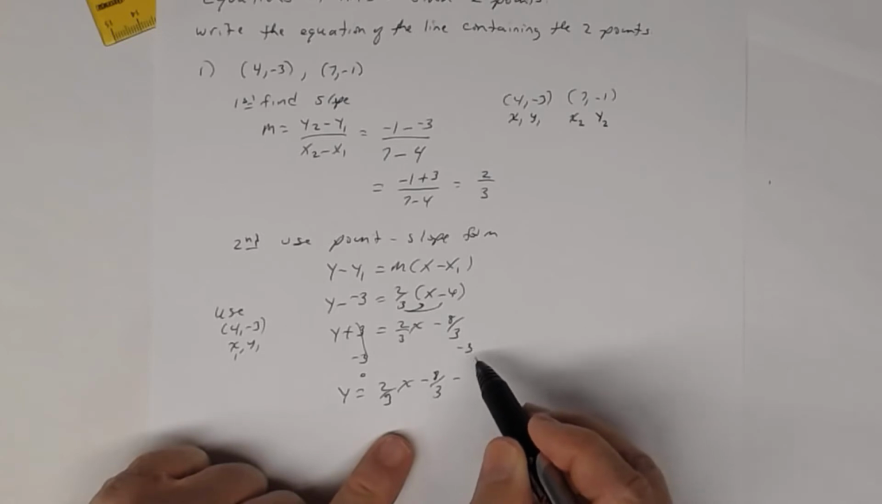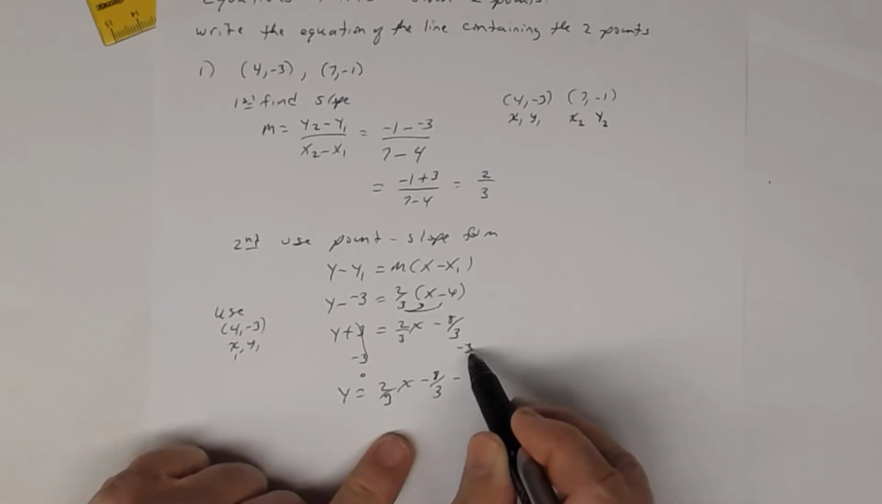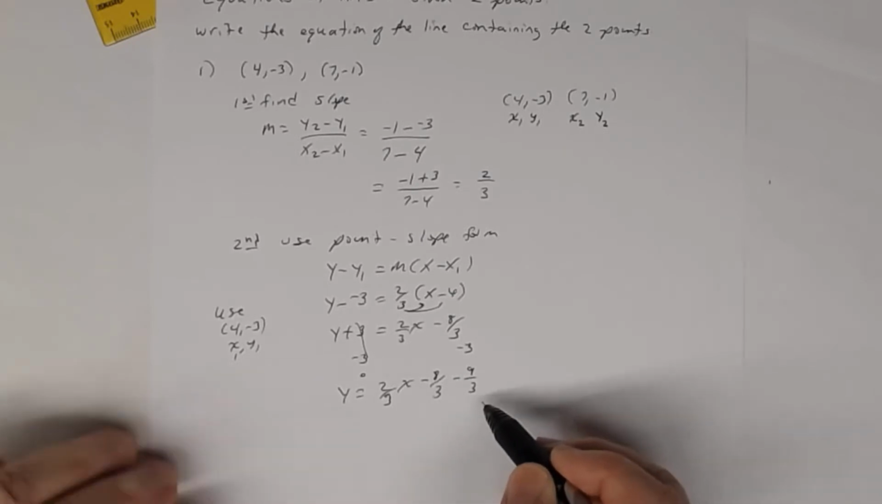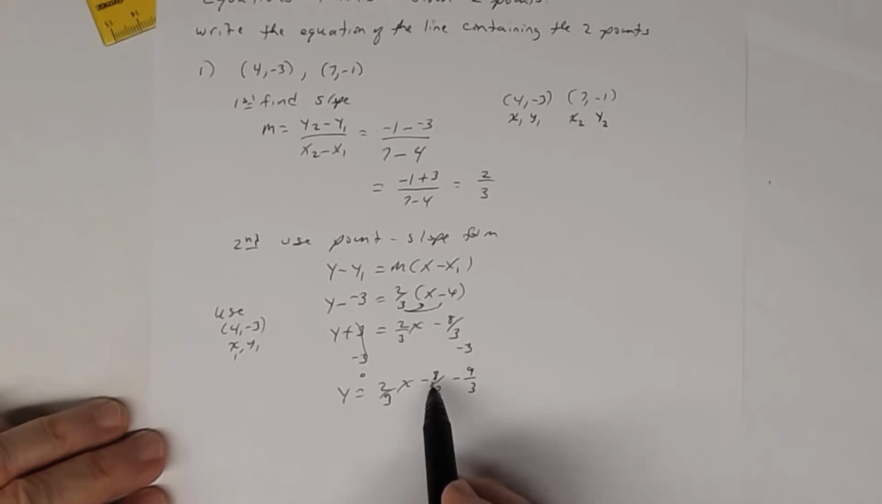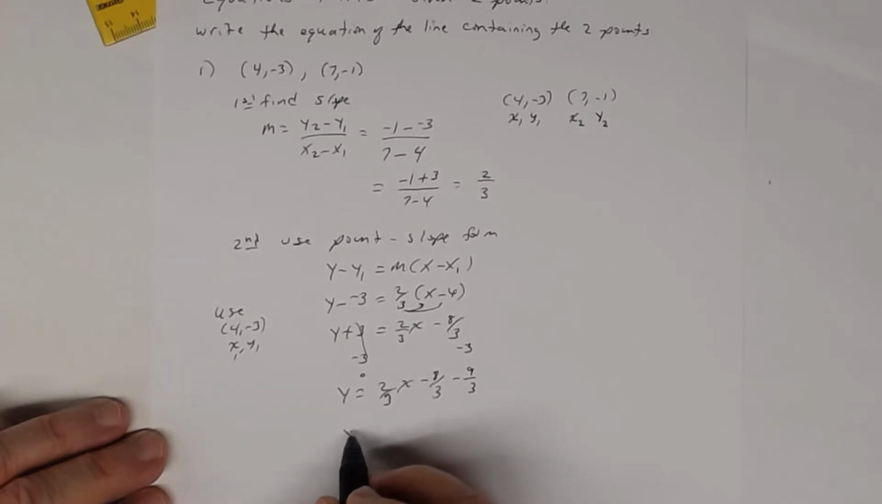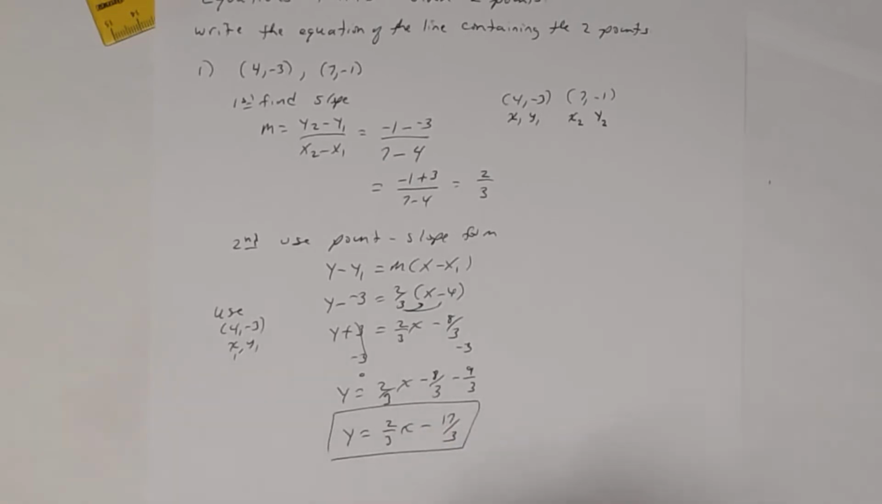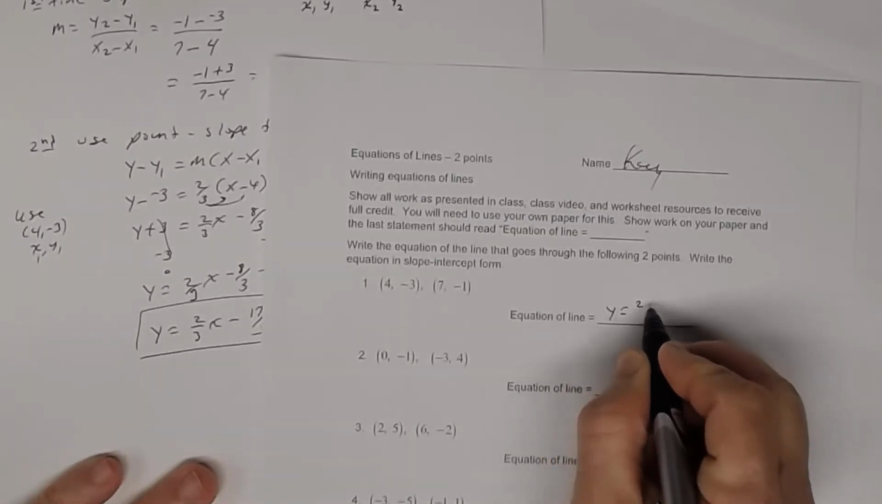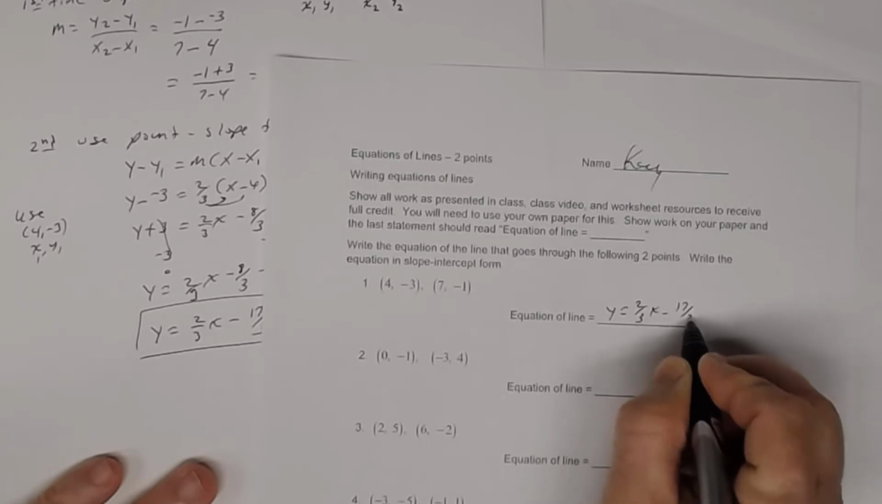is 3, right? So I'm going to write, so negative 3, the equivalent fraction is negative 9/3. And so combining these two fractions, a negative 8/3 and a negative 9/3 is a negative 17/3. I get y equals 2/3 x minus 17/3. And that's the answer in slope-intercept form. So right here, you're going to put y equals 2/3 x minus 17/3.